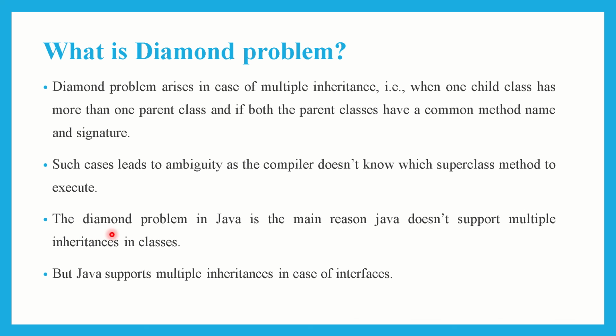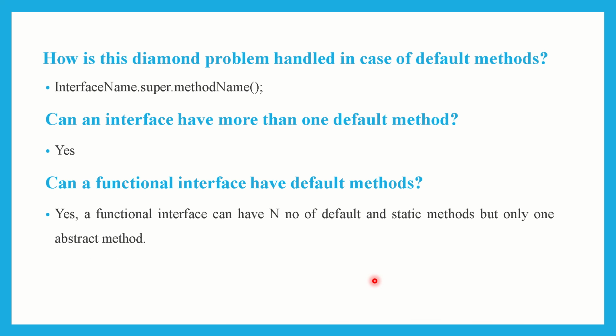So coming back to this, the diamond problem in Java is the main reason Java does not support multiple inheritance in classes, but Java supports multiple inheritance in case of interfaces. That's why the next question is, how is diamond problem handled in case of default method? This is what I explained you. This is a very important question. Interview might ask you that after the introduction of default methods, diamond problem or the ambiguity issue will come.